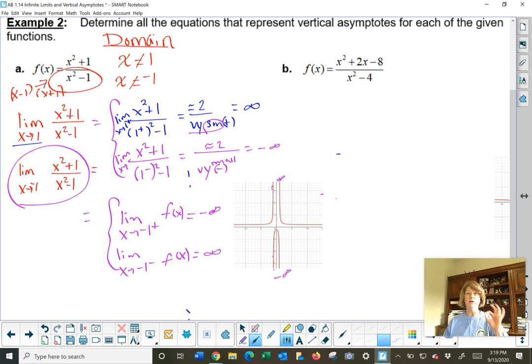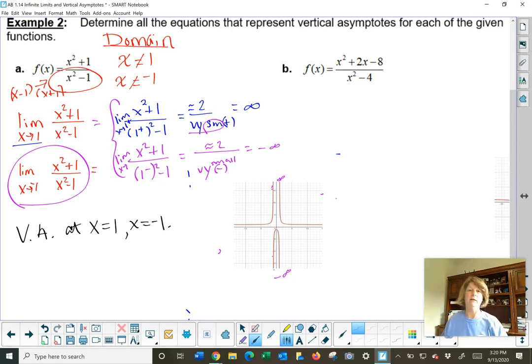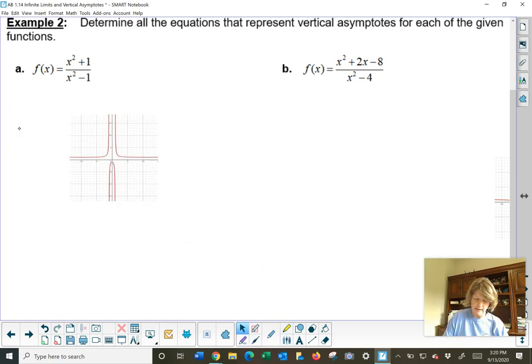Okay, so vertical asymptote definitely at x equals 1 and negative 1. So let's just write our conclusion down. Vertical asymptote at x equals 1 and x equals negative 1. Fantastic. All right, let's dig a little deeper into B. So for B, let's slide this over.